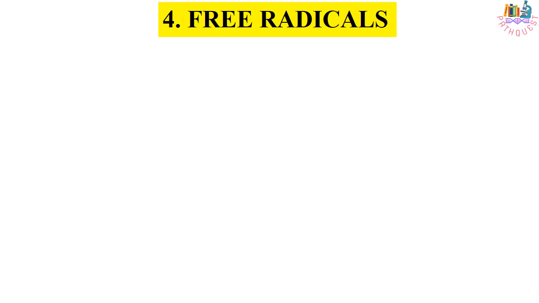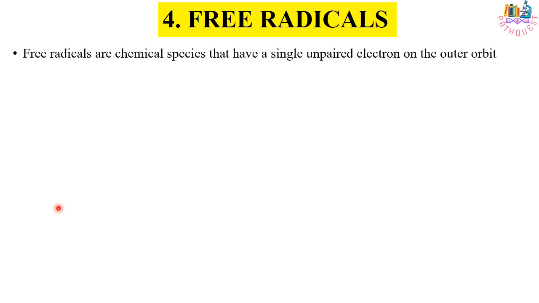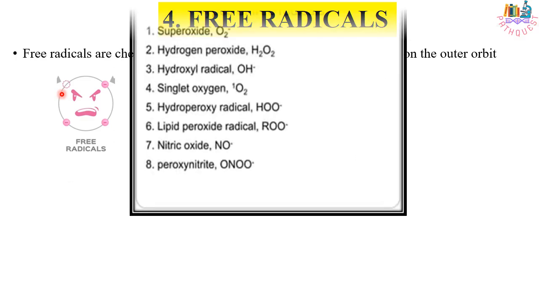Next mechanism of cell injury is excessive accumulation of free radicals inside the cells. What are free radicals? Free radicals are the chemical species that have a single unpaired electron in their outer orbit. Because of this unpaired electron, they are unstable, and in stabilizing themselves, they take electrons from the surrounding tissues, and in doing so, they cause damage to the tissue.